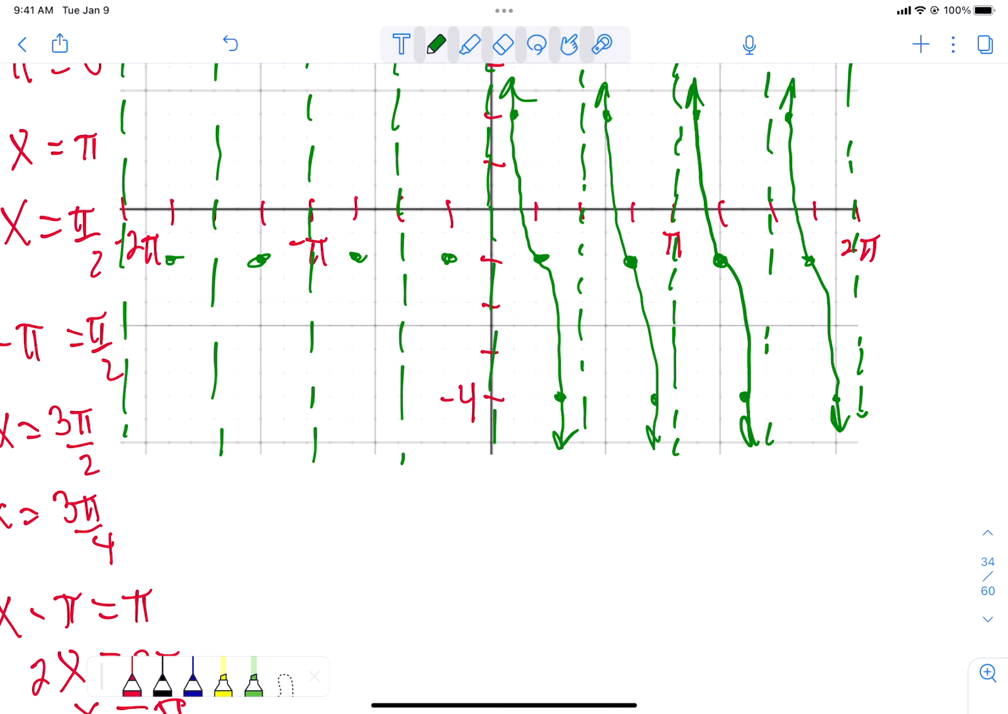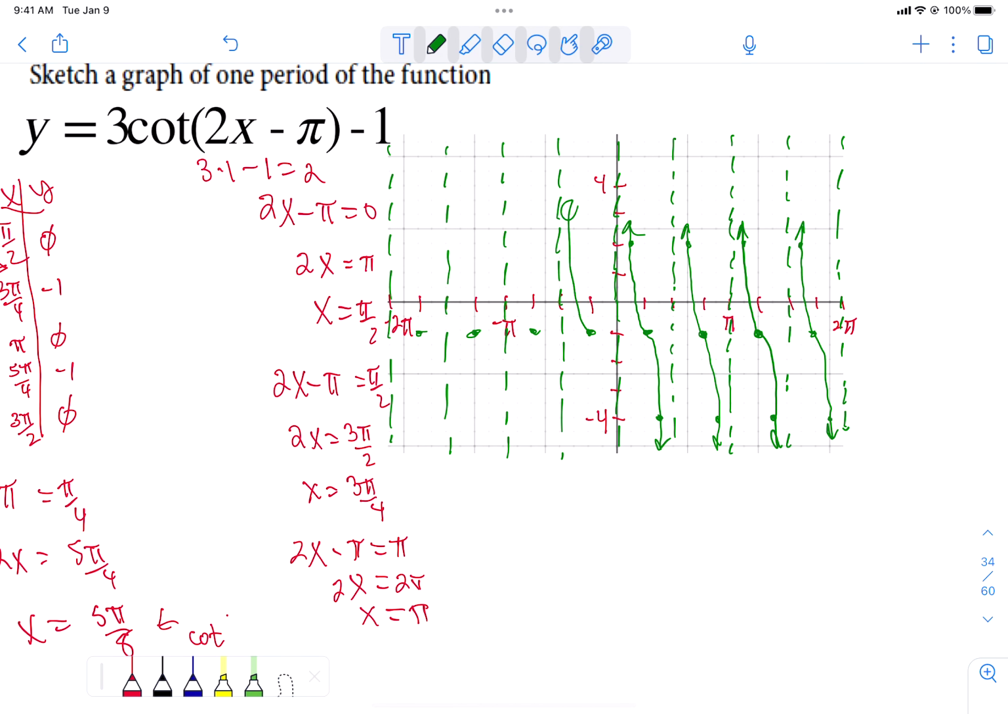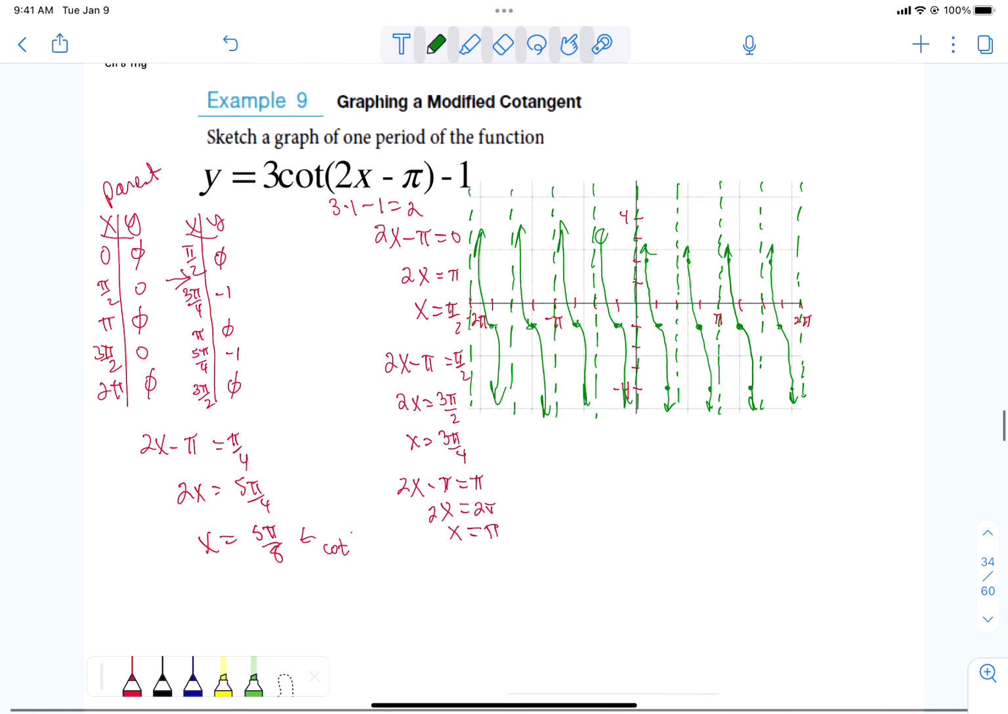So the asymptotes are equally spaced. The centers are always smack dab in the middle of the asymptotes. And then smack dab in the middle of those are the points that you see here. There is an example of a cotangent.